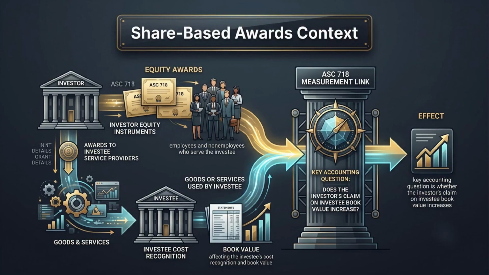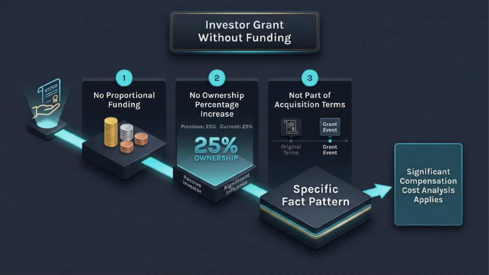This is not the main engine of equity method accounting, but it is important enough to recognize because these arrangements can affect compensation cost and the investment account analysis. The share based award issue becomes most important in a specific fact pattern. First, the other investors do not fund the award proportionately. Second, the granting investor does not receive a larger ownership percentage in exchange for the grant. Third, the grant was not part of the original acquisition terms for the investee interest.